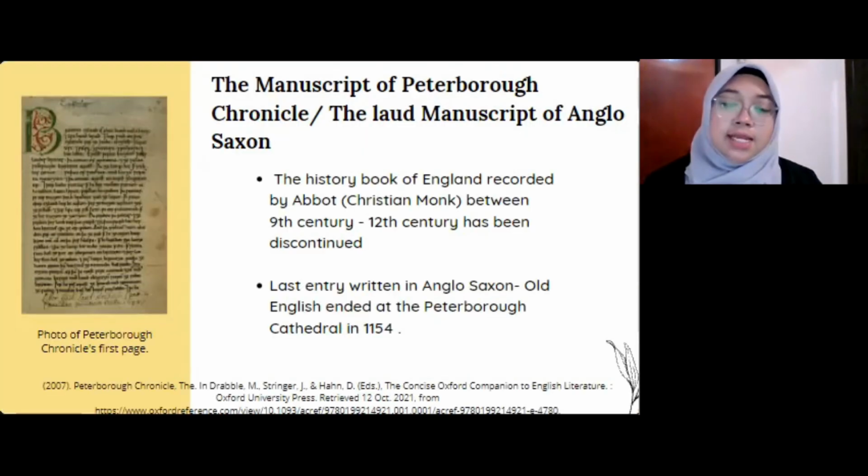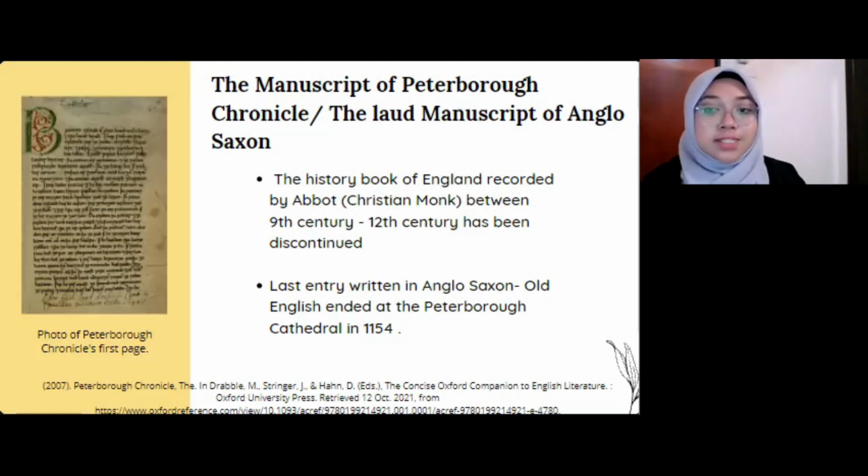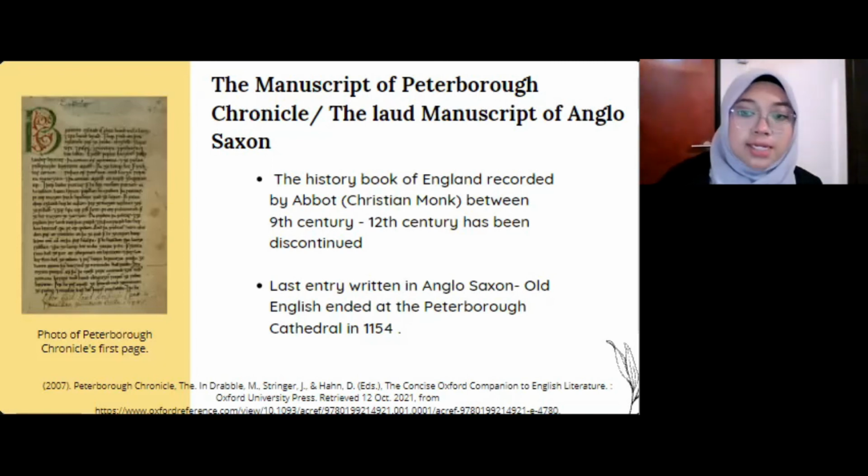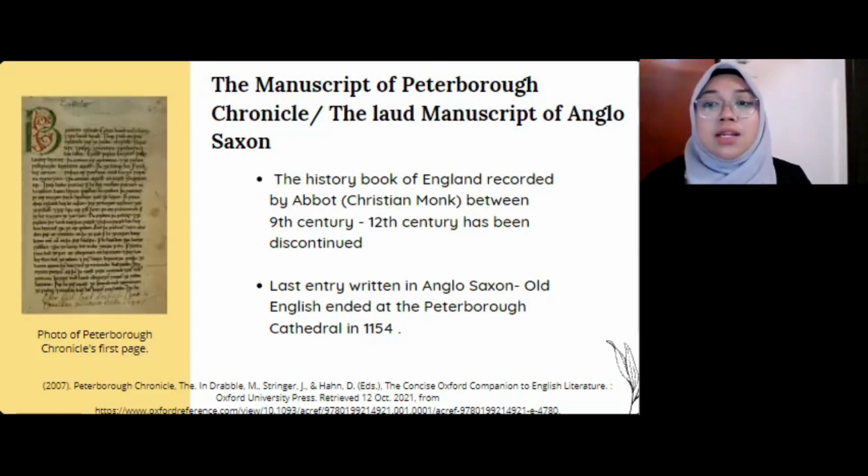Last but not least, in the same year of the coronation of King Henry II and Queen Eleanor of Aquitaine, the manuscript of the Peterborough Chronicle, also called the Laud Manuscript of the Anglo-Saxon Chronicle, that recorded the story of England, was discontinued, and the last entry written in Anglo-Saxon or Old English, which was used to govern England, ended at the Peterborough Cathedral in 1154. Therefore, it marked the end of written Old English.